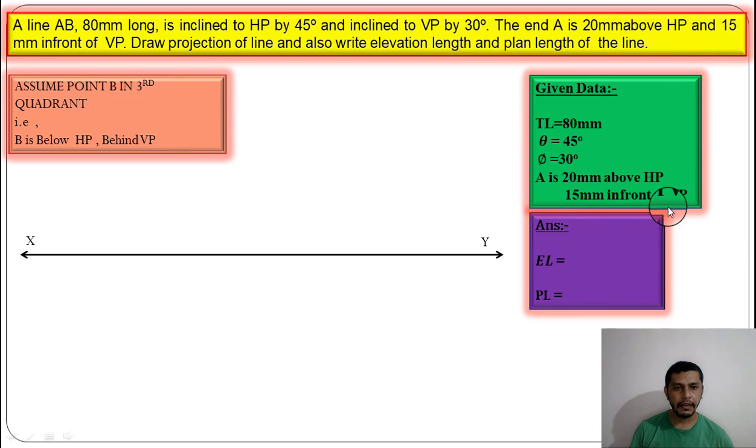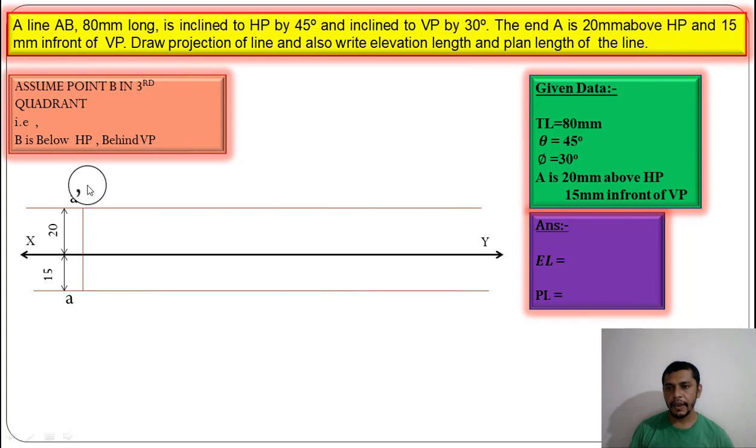Now mark point A, which is 20 mm above HP. Above means the elevation of point A will be 20 mm above the XY reference line, and it is 15 mm in front of VP. So we will get the plan of point A 15 mm below the XY reference line. First of all, mark A dash and A. A dash is 20 mm above the XY reference line and the plan of point A is 15 mm below the XY reference line. Draw the locus of A dash and A.